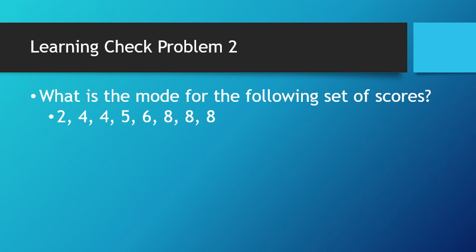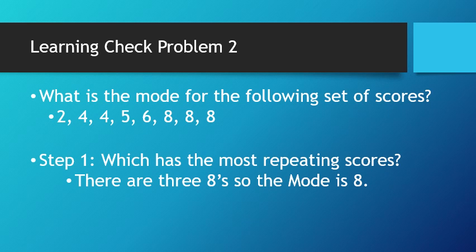What's the mode for the following set of these scores? Again, you're looking for the one with the most. Which one has the most repeating scores? Well, there are 3 8s, so the mode here would be 8.